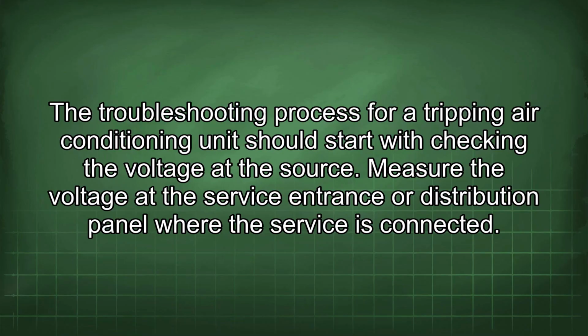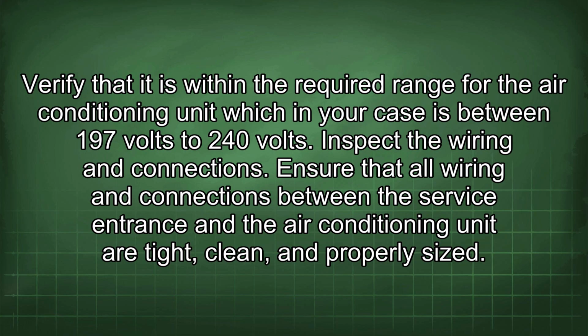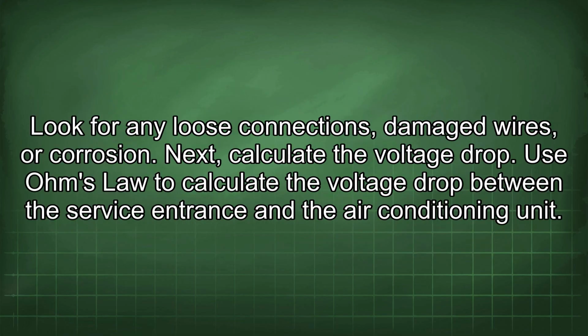The troubleshooting process for a tripping air conditioning unit should start with checking the voltage at the source. Measure the voltage at the service entrance or distribution panel where the service is connected. Verify that it is within the required range for the air conditioning unit, which in your case is between 197 volts to 240 volts. Inspect the wiring and connections. Ensure that all wiring and connections between the service entrance and the air conditioning unit are tight, clean, and properly sized. Look for any loose connections, damaged wires, or corrosion.